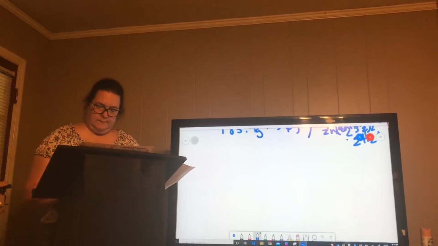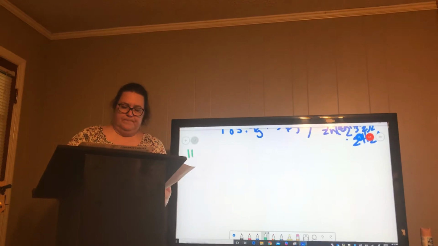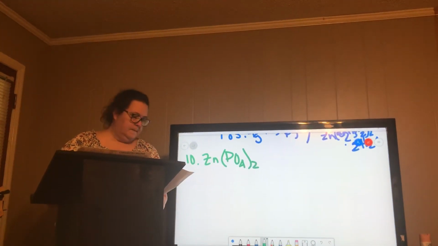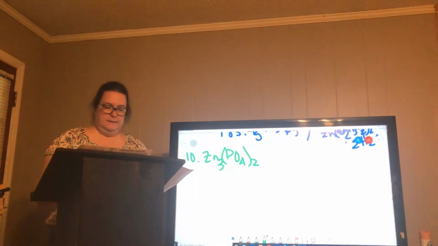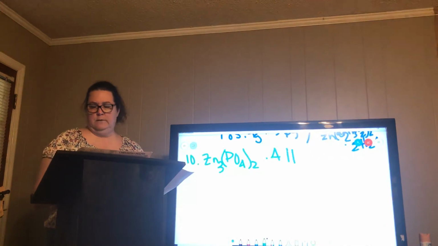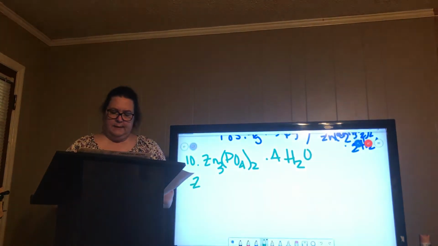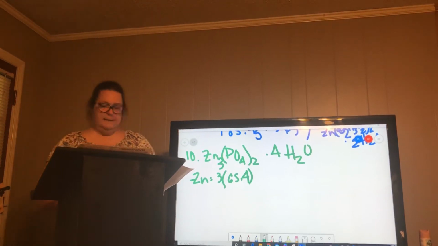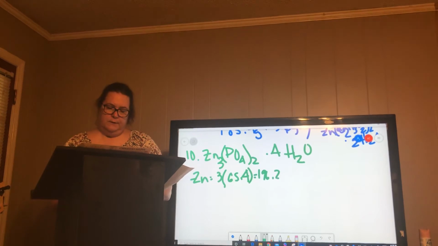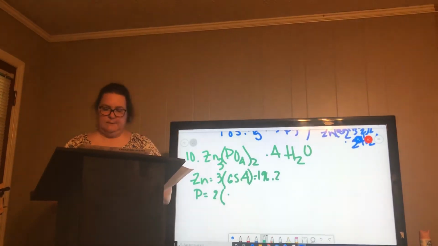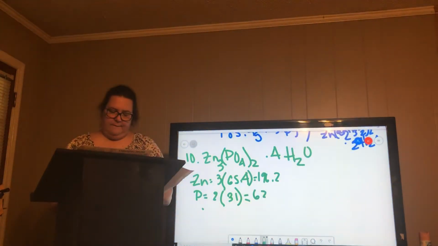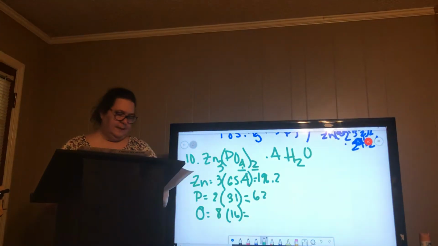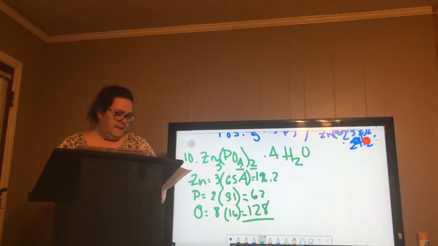All right, so I'm going to do this one in green. Number 10, I've got zinc 3 phosphate 2 tetrahydrate. Tetra means 4, and then water. So I'm going to go zinc equals 3 times 65.4, and that equals 196.2. I have 2 phosphates, so that's 2 times 31, which is 62. Then I have oxygens, I have 8, because 2 times 4 is 8 times 16, and that gives me 128. I add that all together, and I get 355.2.